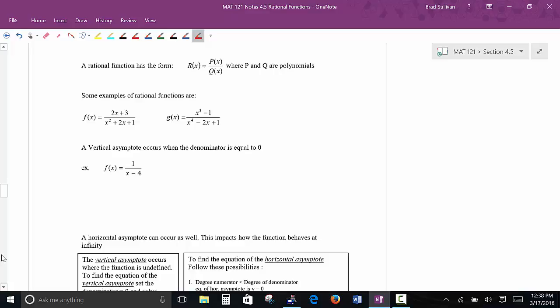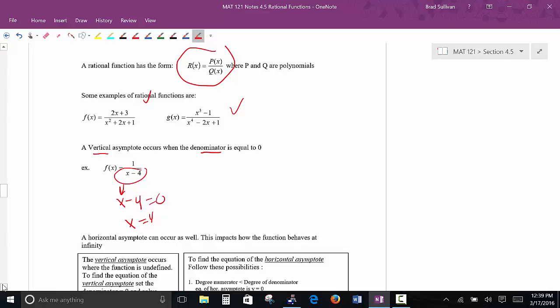Again, this is just kind of an overview of what we've been doing. Rational functions look like this. They are fractions. The numerator is a polynomial. The denominator is a polynomial. They are ratios of polynomials. These are two examples of rational functions. A vertical asymptote occurs when the denominator is 0. So in this case, if you solve that equation, you would have a vertical asymptote at x equals 4. There would be a vertical line. The function's undefined there. That's a vertical asymptote.